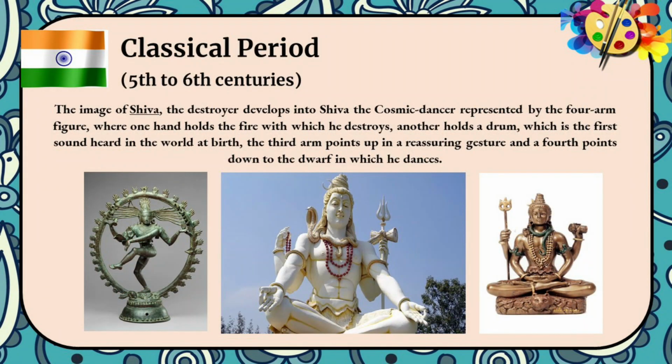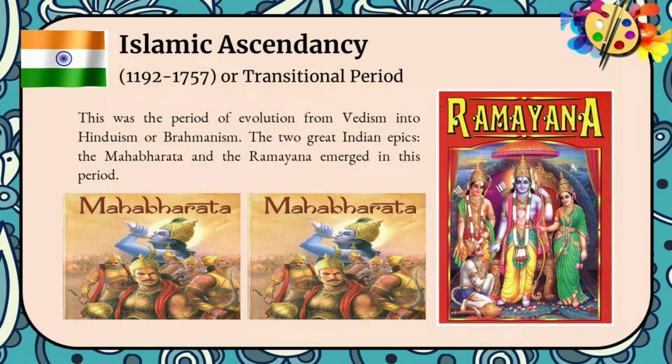Classical period, 5th to 6th centuries. The image of Shiva, the destroyer, develops into Shiva, the cosmic dancer, represented by the four-armed figure, where one hand holds the fire with which he destroys, another holds a drum, which is the first sound heard in the world at birth, the third arm points up in a reassuring gesture, and a fourth points down to the dwarf on which he dances.